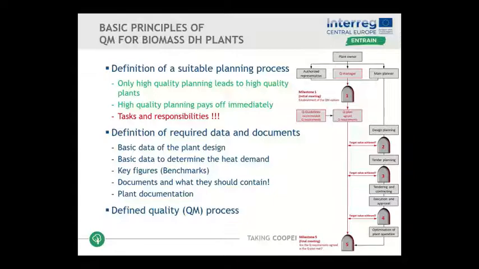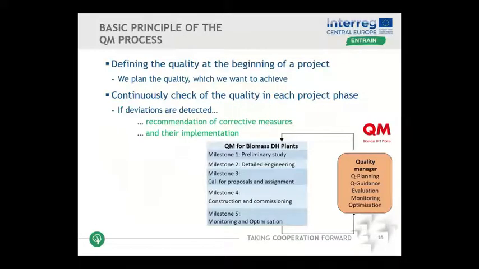And the third basic principle is that in the very beginning of a project, we want to define the quality which we want to reach in the end of the project. This means defining the quality at the beginning of the project. We see later on how we do that. But it's very important that you know in the beginning what you want to have in the end of the project. This is paving the way to get the plant you want.